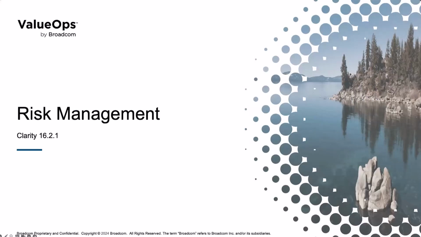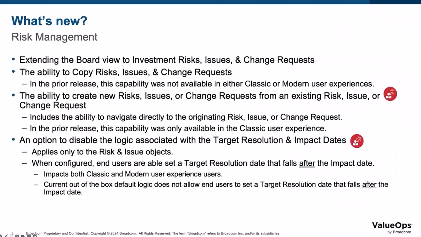In this section, we will review new updates to Clarity's risk management capabilities. So, what's new? First up, Clarity is extending the board view to investment risks, issues, and change requests. Second in line, Clarity is now providing end users with the ability to copy risks, issues, and change requests. In the prior release, this capability was not available in either Classic or the modern UX.